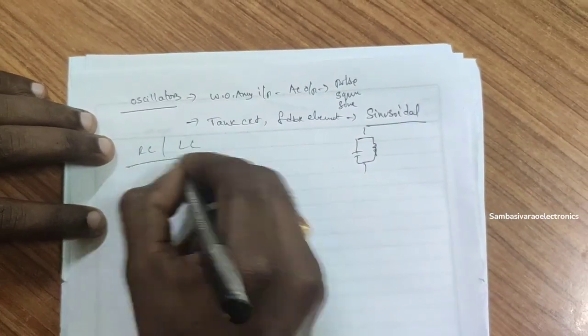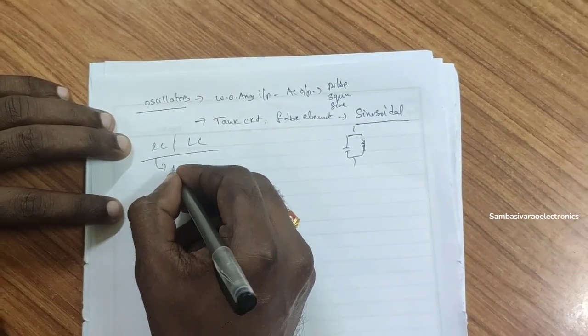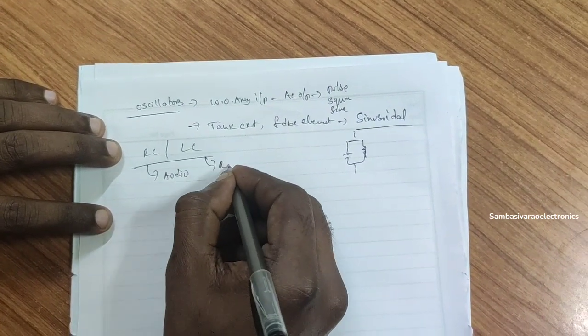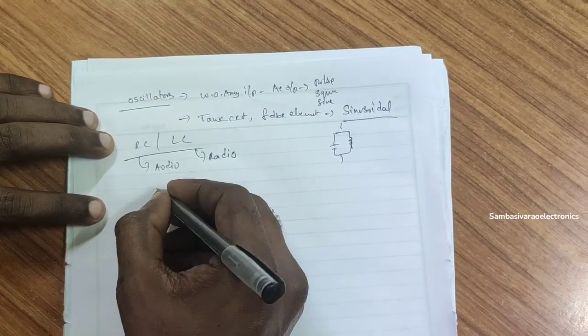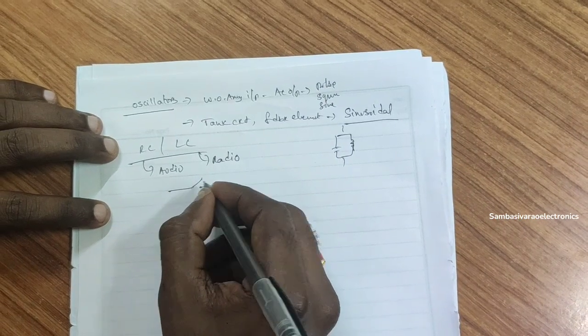Oscillators are mainly of two types. The first one is RC, the next one is LC. RC means audio, whereas LC means radio. Okay, let us move on to the block diagram for an oscillator.